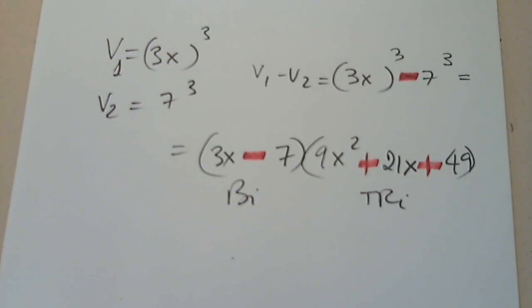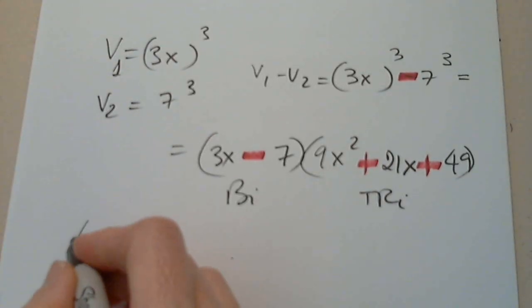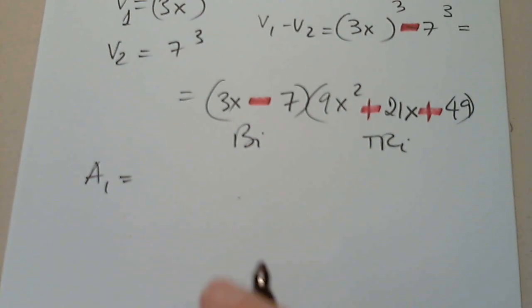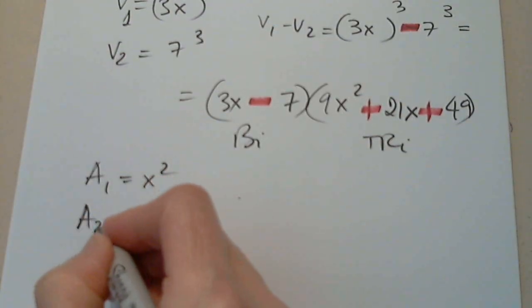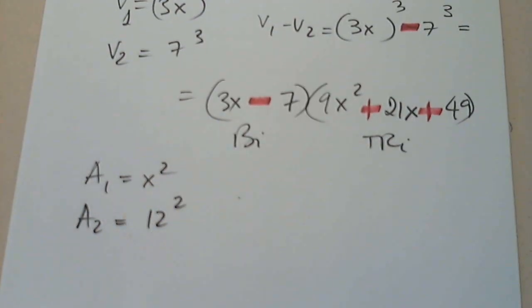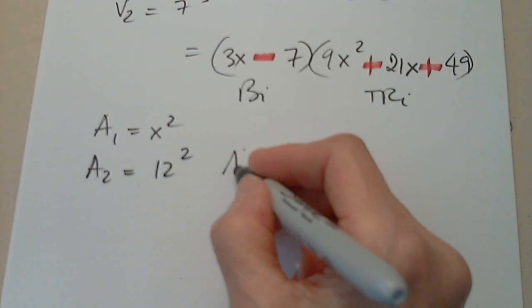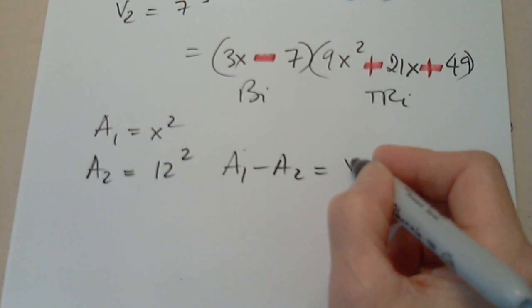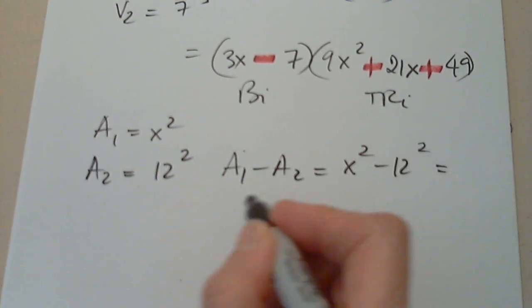28. Again, write the difference in the areas between the large square with sides of length x and the smaller square with sides of length 12. So the same idea. We have A1, which is the side squared, and we have A2, which is 12 squared. Good. So then the difference will be A1 minus A2, which is x squared minus 12 squared.